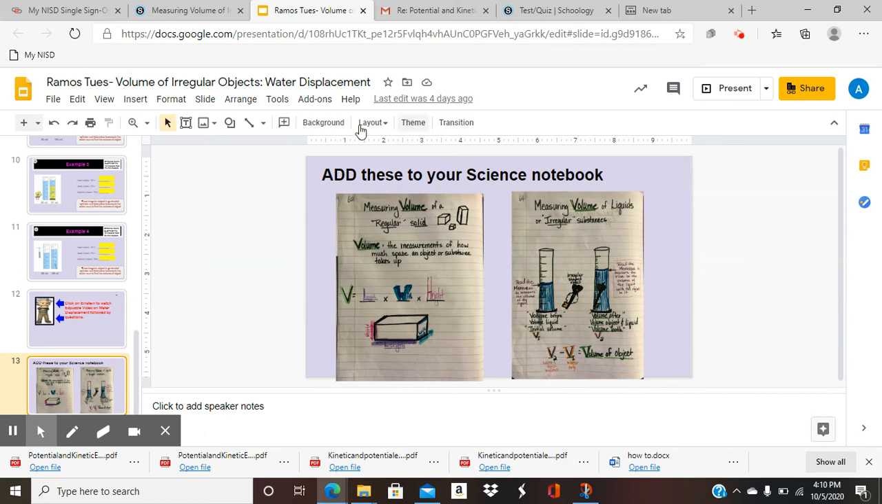And if you're going to get the volume of regular objects or a solid, you're going to do length times width times height. So of these two images, the one on the right is regular solids and the one on the left is irregular solids. Irregular substance. So write this down in your notebook. It's very, very important.